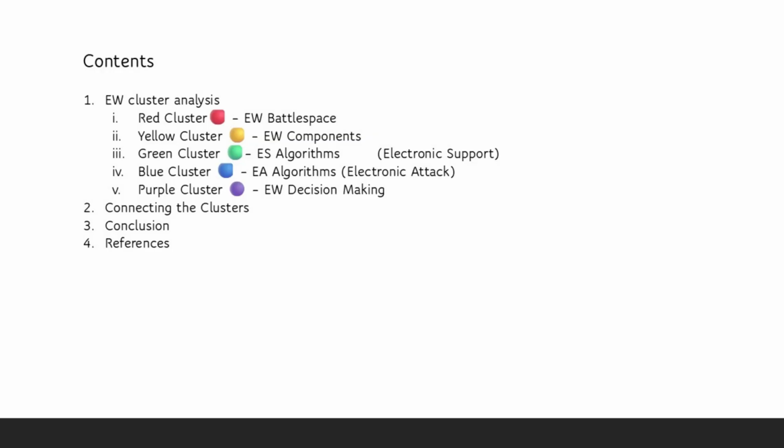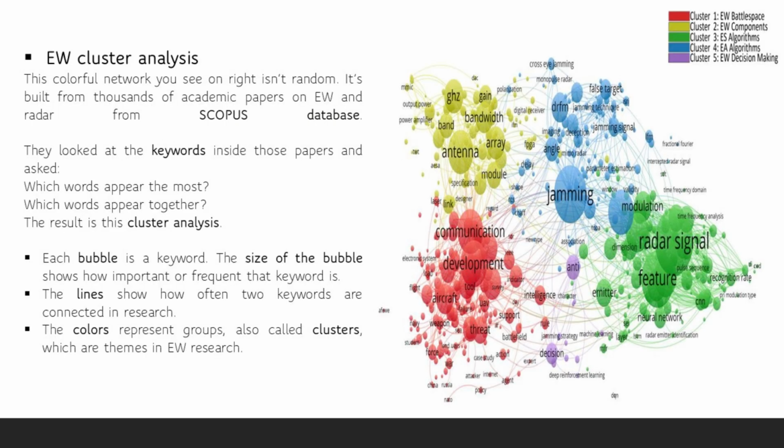So, let's get started. EW cluster analysis. This colorful network you see on the right isn't random. It's built from thousands of academic papers on EW and radar from the Scopus database. They looked at the keywords inside those papers and asked, which words appear the most? Which words appear together? The result is this cluster analysis.